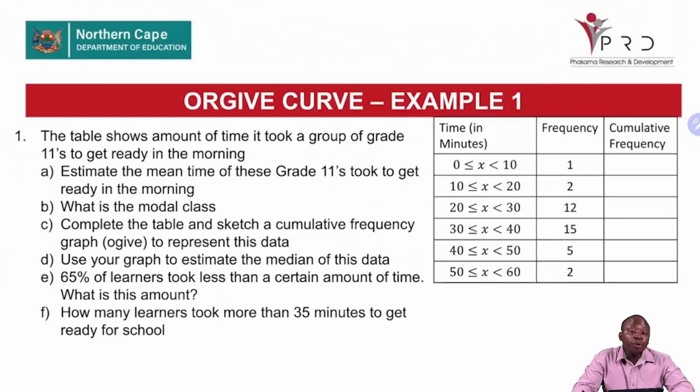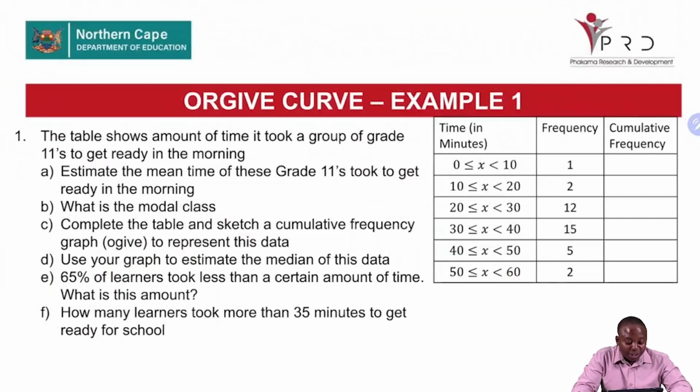It says, the table shows the amount of time it took for a group of grade 11 learners to get ready in the morning. The first one says: estimate the mean of the time it took to get ready in the morning. B: What is the modal class? C: Complete the table and sketch the cumulative frequency graph, which is the ogive, to represent this data. D: Use your graph to estimate the median of this data. And E is interpretation.